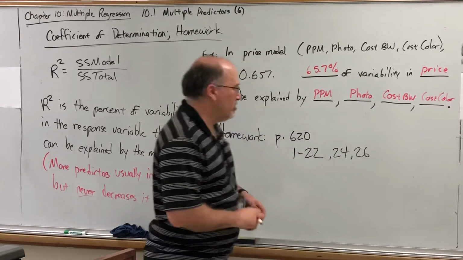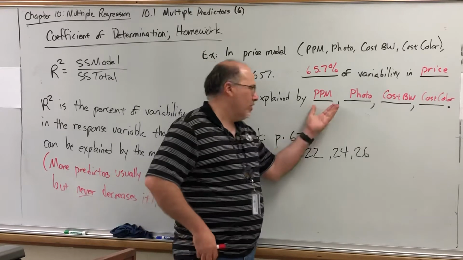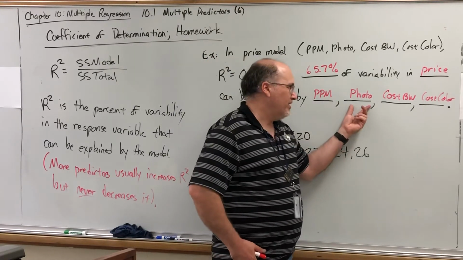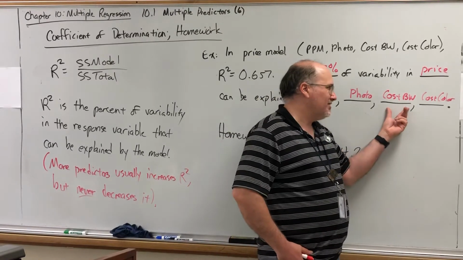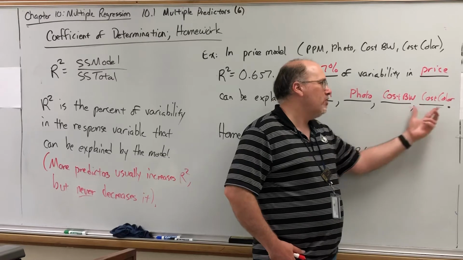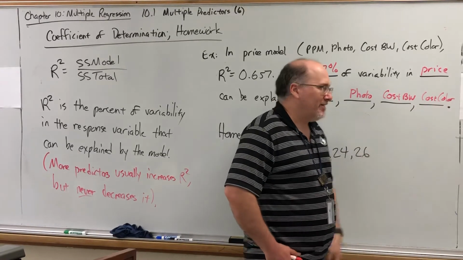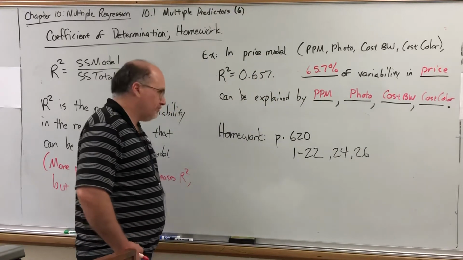Ideally, the interpretation would be better if it were written in words. In other words, if I actually wrote printing speed instead of ppm, time to print a photo instead of the word photo, cost to print one black and white page in cents instead of writing cost BW, and cost to print one color page in cents instead of writing cost color. But for the sake of brevity, I would accept that.